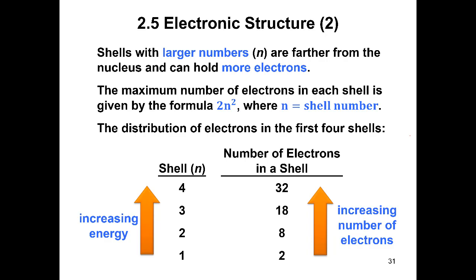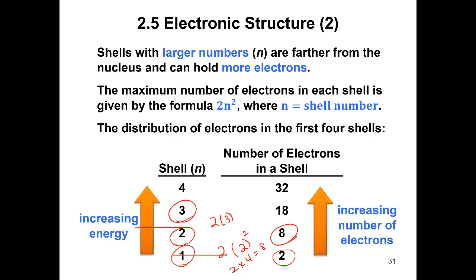If you have the first shell, which is going to be closest to the nucleus, you can have 2 electrons. When n equals 2, that's going to be 2 times 2 squared, so 2 times 4 equals 8. The third shell, you have 2 times 3 squared. 3 squared is 9, so 2 times 9 equals 18. So that's how you know how many electrons there are in a particular shell.